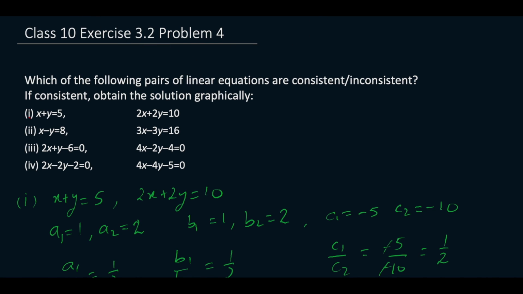Hello students, welcome to exercise 3.2 problem 4. Here our question is which of the following pairs of linear equations are consistent or inconsistent. If consistent, we need to obtain the solutions graphically. So we are given four questions here. First we will see which of them are consistent or inconsistent and then we will plot them. So let us move on to our first question.